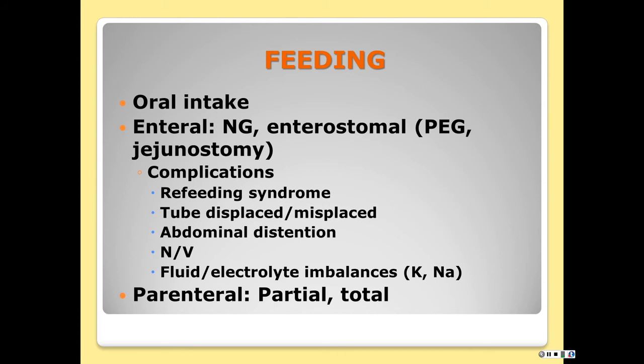Abdominal distension can always be a problem as a result of some of these feedings. It's not so much the tube, but the feeding itself, the solution that we're putting in. They also lead to nausea and vomiting, diarrhea, and then you can always have fluid and electrolyte imbalances anytime you're feeding your patient. Keep in mind that your potassium and your sodium are going to be your primary electrolyte imbalances when you have a patient on a tube feeding.